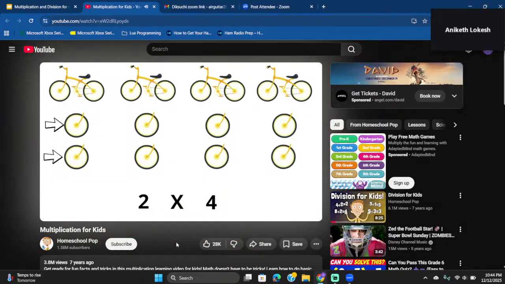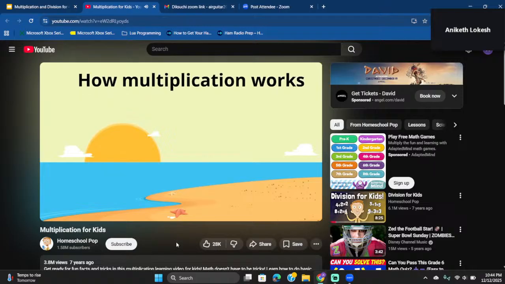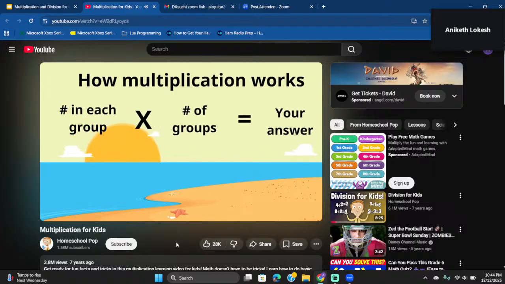Now let's skip count to get the answer. 2, 4, 6, 8. 8 is our answer. There are 8 wheels. 2 times 4 equals 8. This is how multiplication works. We put the number in each group times the number of groups, and we get our answer. You're getting the hang of it.